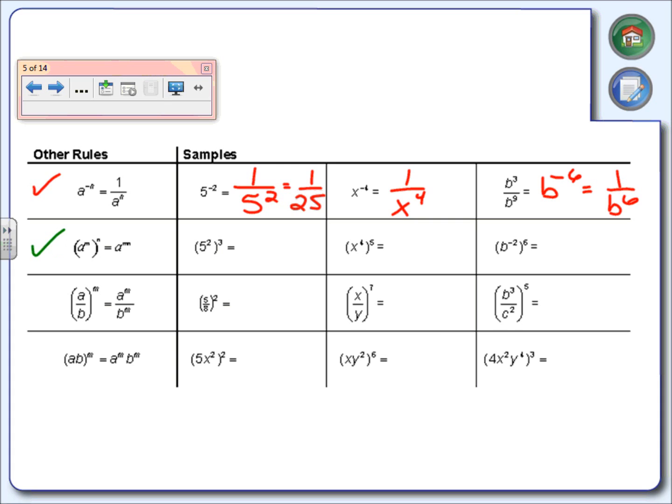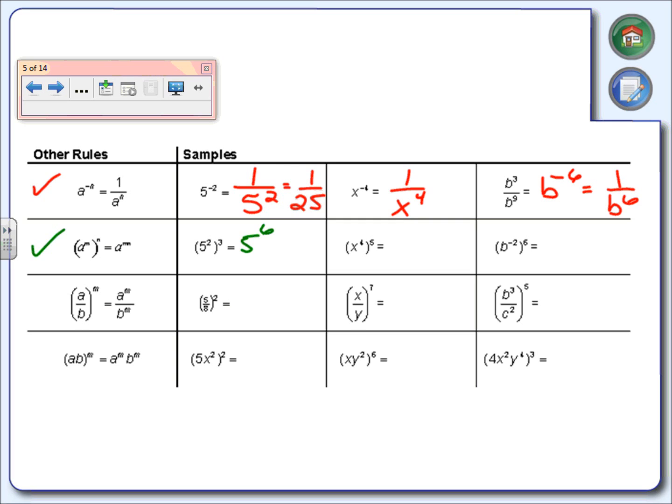Next rule we have is power of powers. We've got 2 exponents. We've got an exponent inside the parentheses, a to the m. But we also have an exponent outside the parentheses. That's this n right here. So the rule says we're going to take those 2 exponents and we're going to multiply them together. So over here, 5 squared to the 3rd power would result in 5 to the 6th power. And of course, we could also put that in our calculator and find out what 5 to the 6th power is. But we'll save that for later.